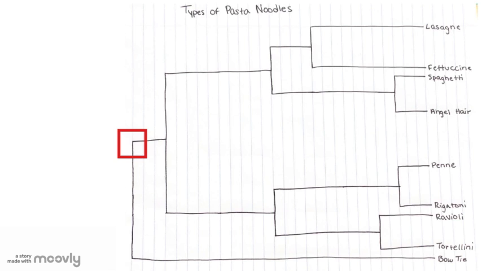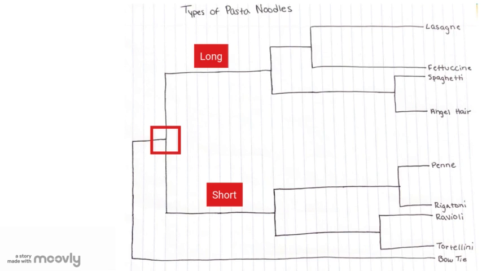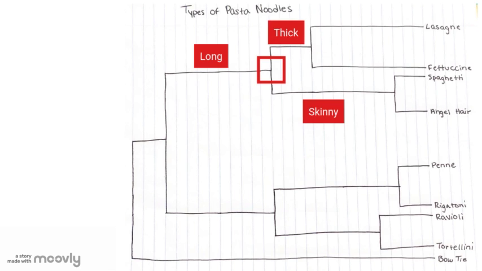The first divergence occurred because the bow tie noodle shape is entirely different from all other noodle shapes. The first divergence was between normal noodle shape and bow tie shape. The next divergence is between long noodles and short noodles. Within the long noodles, we have a divergence between skinny long noodles and thick long noodles.